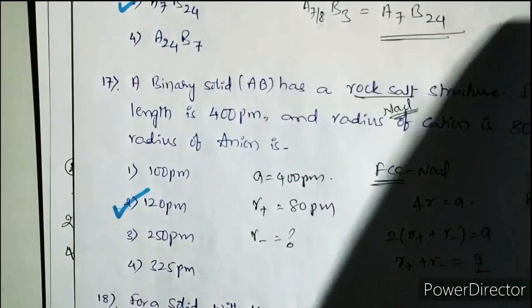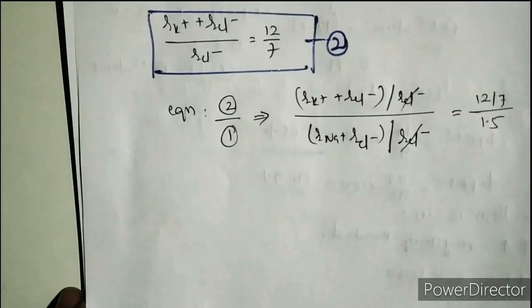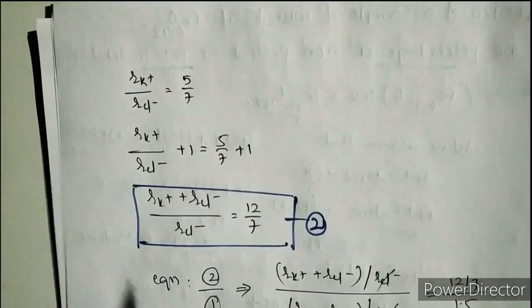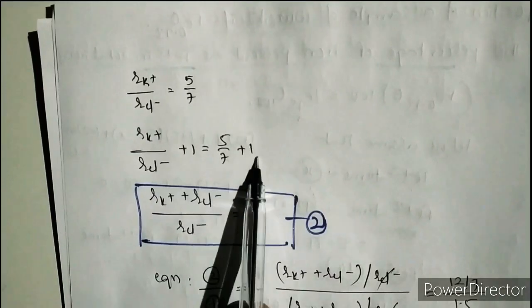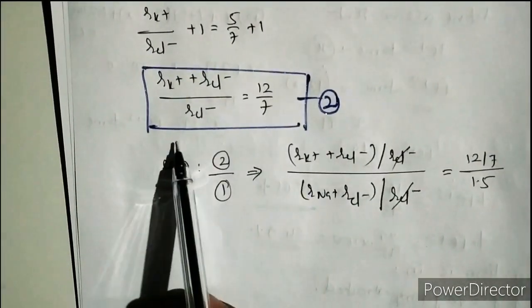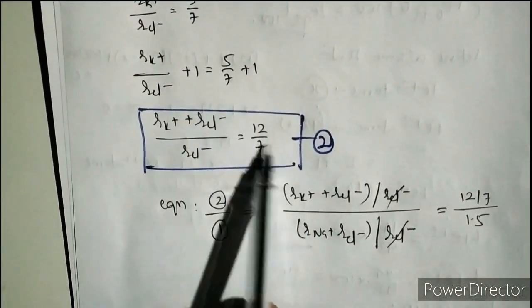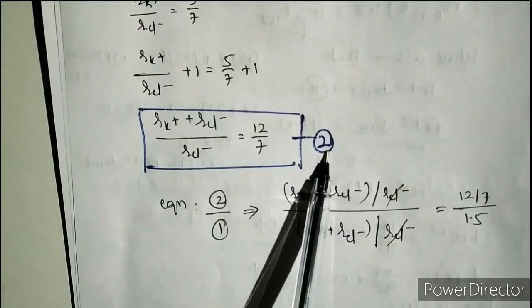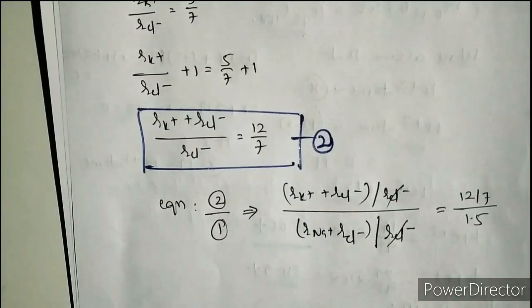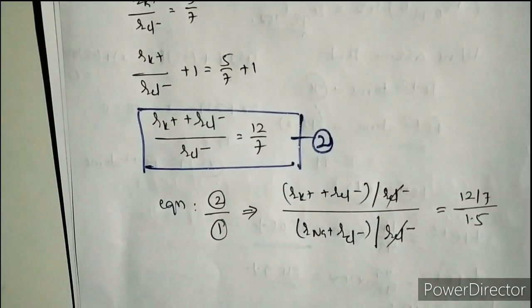For this also, what I will do is I will add plus 1 on both sides. It becomes 5 by 7 plus 1. So it will become this. I call it equation 2. Okay, equation 2. So what happens now?